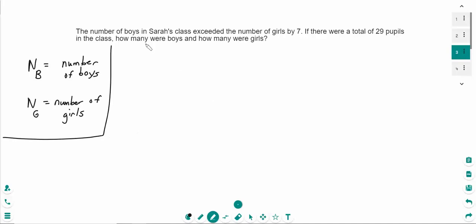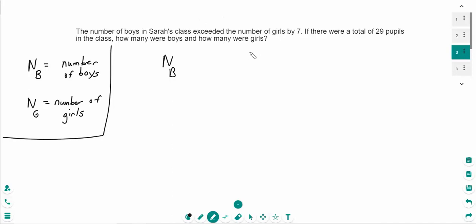Now we can find our equations. So the number of boys in Sarah's class exceeded, meaning there's more boys than girls, the number of girls by 7. So let's think about that. The number of boys in Sarah's class, so N sub B. How could we describe N sub B? It exceeded the number of girls by 7. So what does that mean? It means that as many girls as there are, that many boys. In addition, there are 7 more.